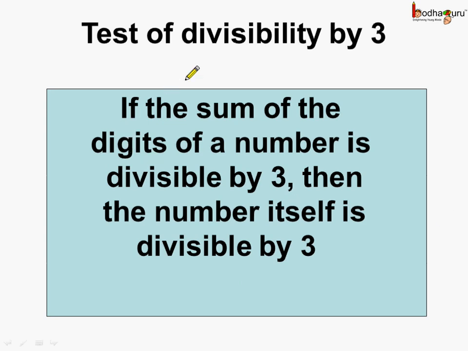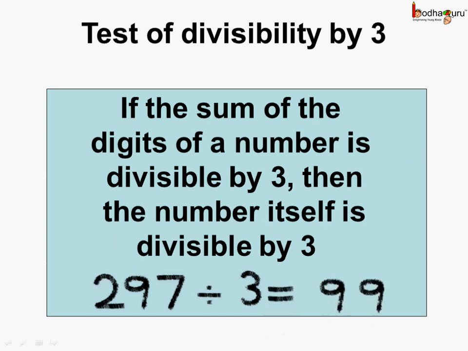199. Next, to test the divisibility of a number by 3, what do we say? If the sum of the digits of a number is divisible by 3, then the number itself is divisible by 3. For example, 297 divided by 3. Now let's add: 2 plus 9 is 11, 11 plus 7 is 18. 18 is divisible by 3. Or add again, 1 plus 8 is equal to 9, and 9 is divisible by 3. So the number is divisible by 3, and the answer is 99.